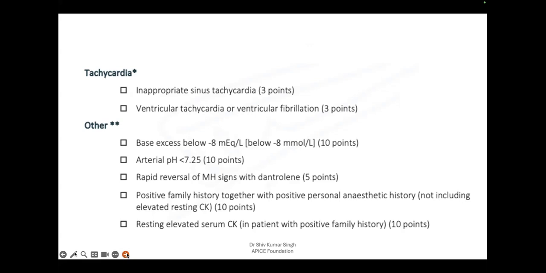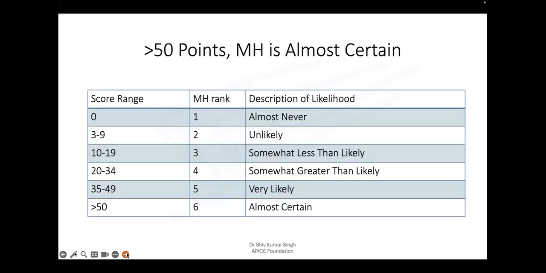So this is for subsequent diagnosis, that was this really MH? Then positive family history together with positive personal anesthetic history, 10 points. Resting elevated CK in patient with positive family history, 10 points. So some of these would be for subsequent diagnosis or post-event diagnosis of malignant hyperpyrexia.